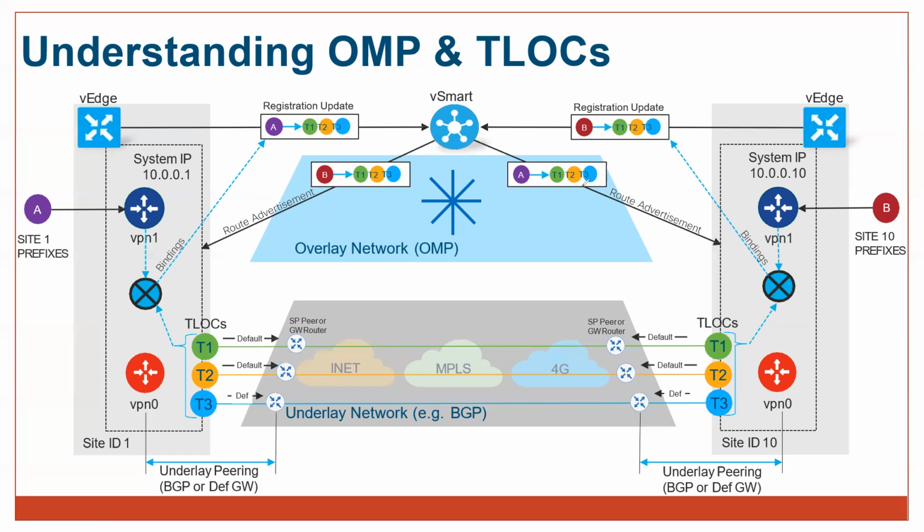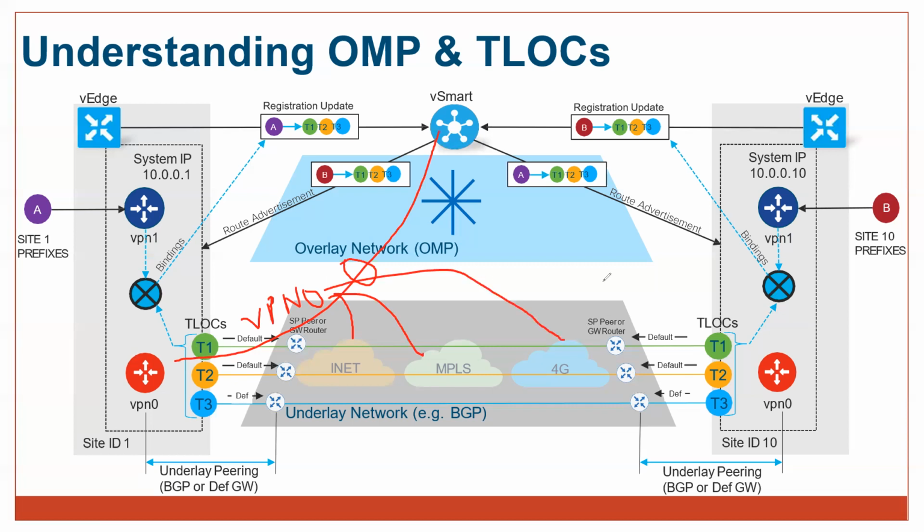So between the vSmart and this device, VPN 0 is also working there, you are saying, right? Yes, so that OMP is over VPN 0. So here we have the physical connection. All the interfaces are part of VPN 0, and one is going to INET, one is going to MPLS, one is going to 4G.